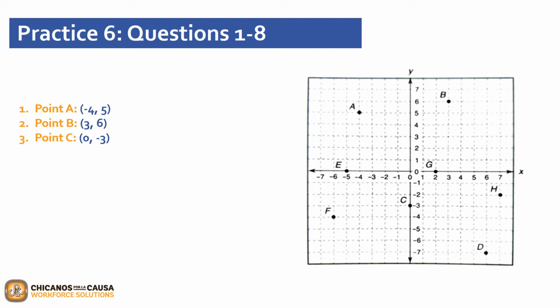Now point D. Point D is located 6 spaces to the right along the x-axis and 7 spaces down along the y-axis, giving us an ordered pair of 6 and -7. Now point E. Point E is 5 spaces to the left along the x-axis and 0 points along the y-axis. It does not move up and down. Therefore, our ordered pair is -5 and 0.